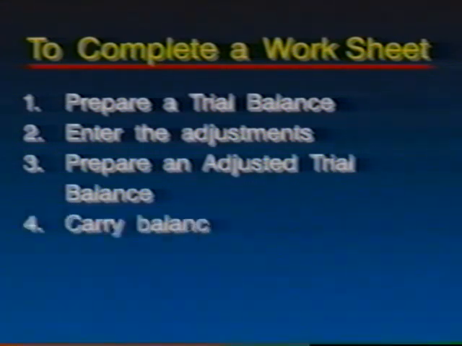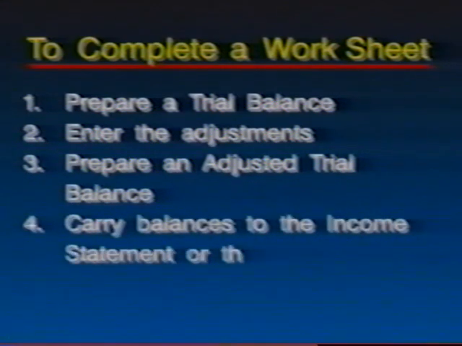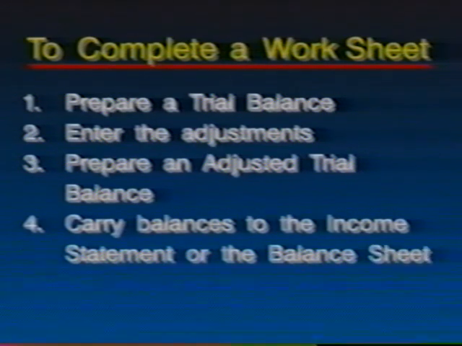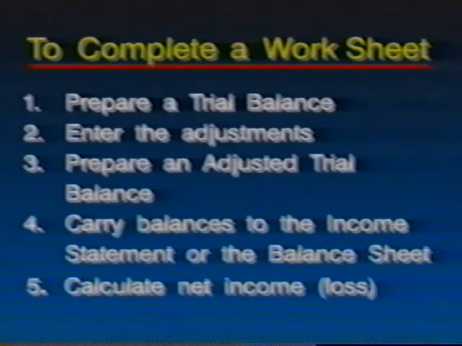Fourth, carry the adjusted balances for assets, liabilities, and owner's equity to the balance sheet columns, and the adjusted balances for revenues and expenses to the income statement columns. In your next step, calculate the amount of net income or net loss by taking the difference between the total revenues and the total expenses on your income statement. Add this amount to the smaller side on both the income statement and the balance sheet. Total your columns.